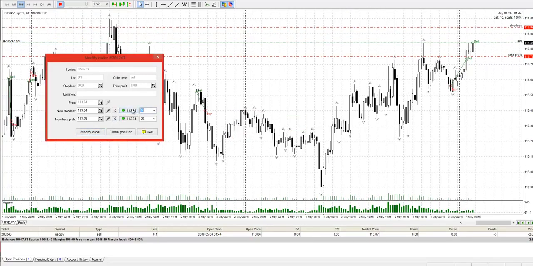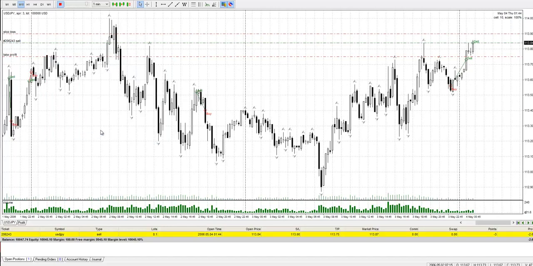Apparently the stop loss was too small for this platform, so I have to put it as 6 pips. Okay, take profit.